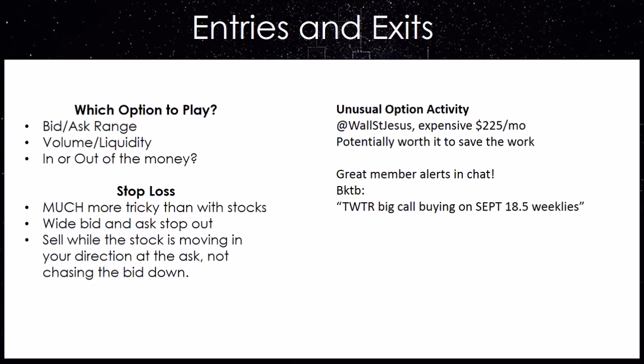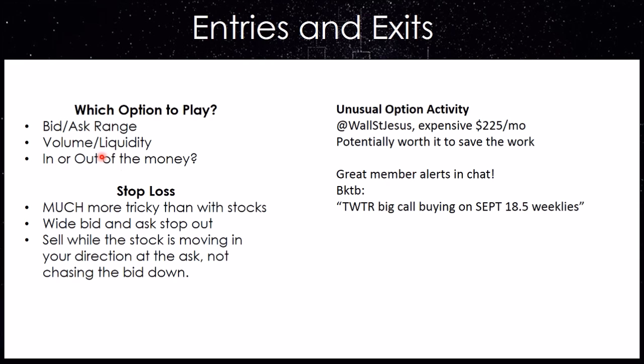So now we're going to look at entries and exits and trying to grasp which option to play. We've touched on that a bit so far. Bid and ask range is a very key component. That's one of the first things you're looking at. Volume and liquidity is huge as well. If you're starting out with trading options, I would absolutely suggest paper trading SPY, Apple, and those big names that have high liquidity and tight bid and ask, and those stop losses are much easier on that tight bid and ask than they are on illiquid options. I would not suggest playing illiquid options. It really is a whole different animal and a lot more difficult.